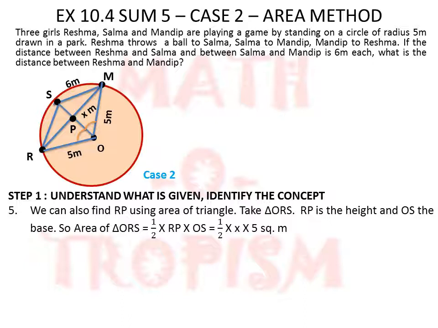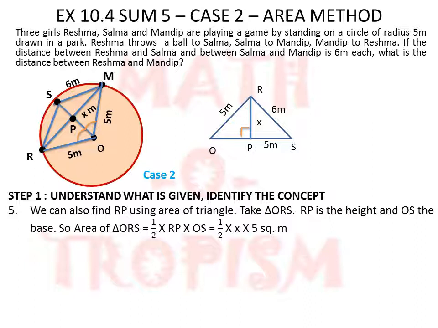Now in this triangle we can take RP as the height and OS as the base. So that way we can find the area as half into x into 5. This part is very clear. Is there any other base and height which we can find? We already know that RS is what?